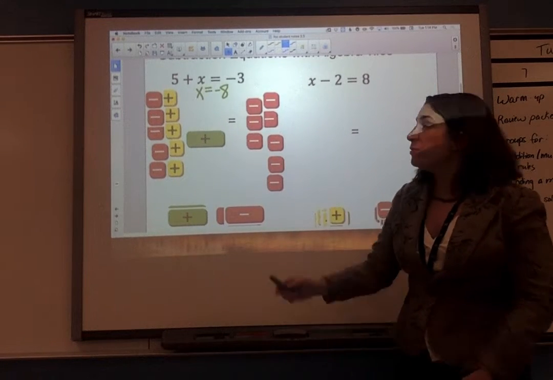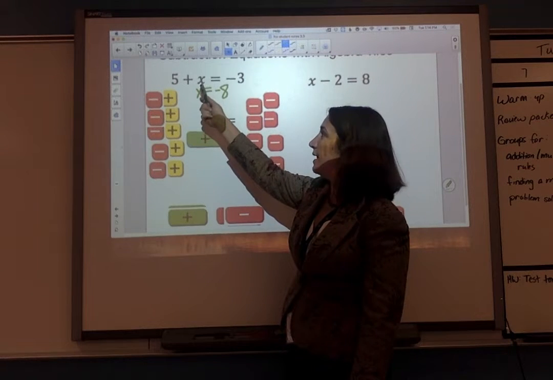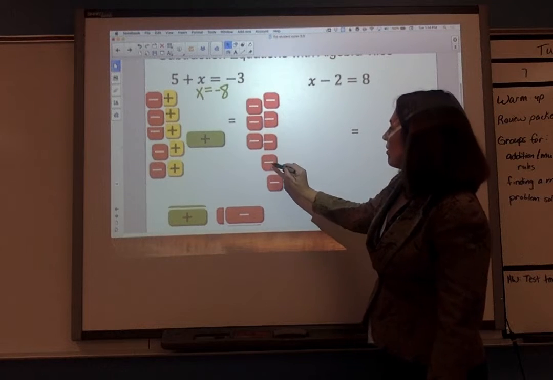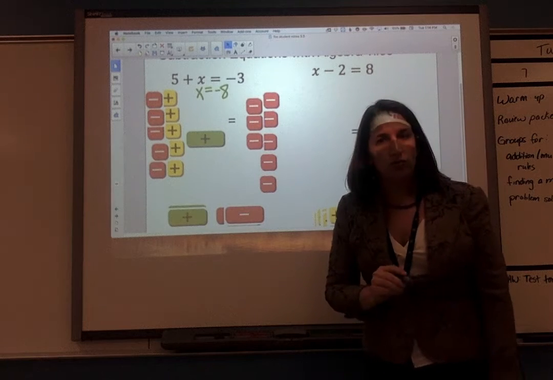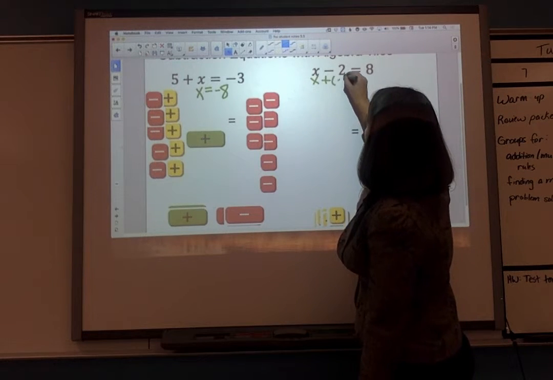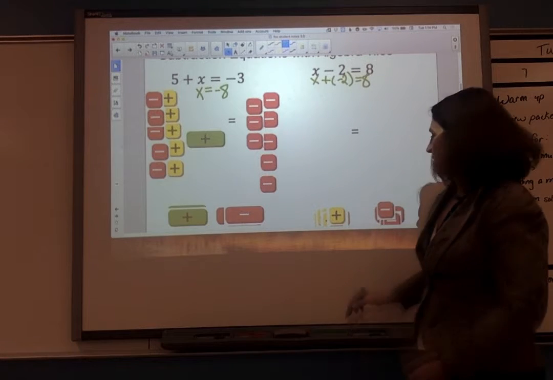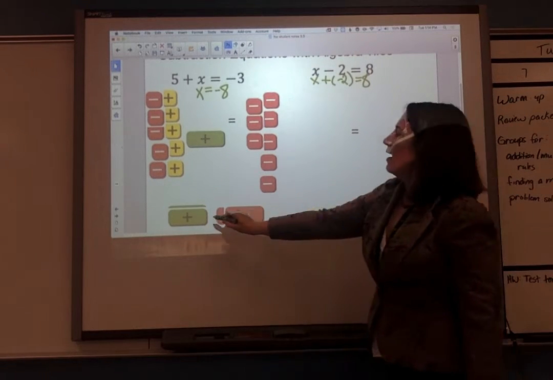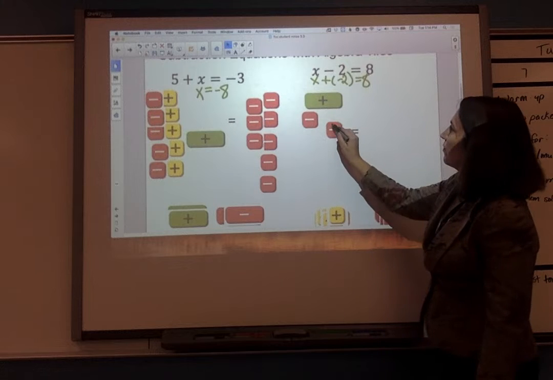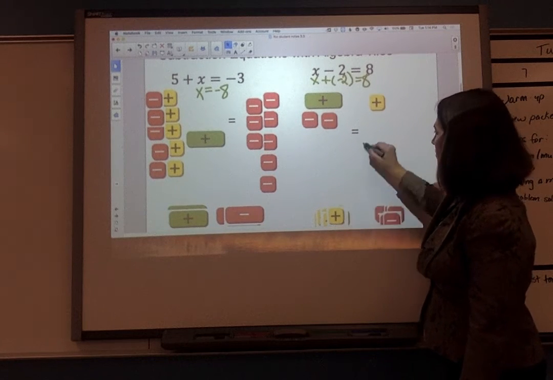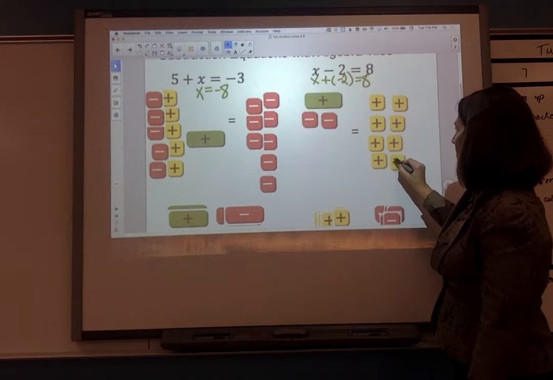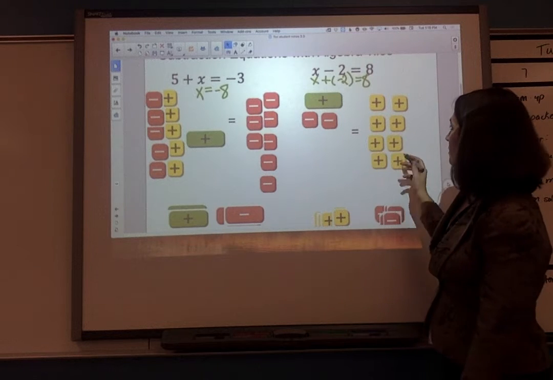So that's my solution. And I can put it back into the original equation to say 5 plus negative 8 is equal to negative 3, and that's a true statement, so I know I've solved it correctly. Let's go ahead and look at our other problem here. Our other equation is x minus 2 equals 8. So I'm going to start by converting this to an addition equation. X plus negative 2 equals 8. That helps me see that on the left side of the equation, I have 1x and 2 negative counters. And on the right side of the equation, I have 8 positive counters. So this is x minus 2 or x plus negative 2 equals positive 8.